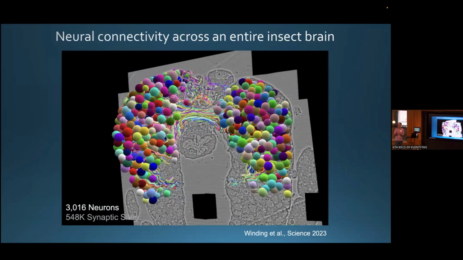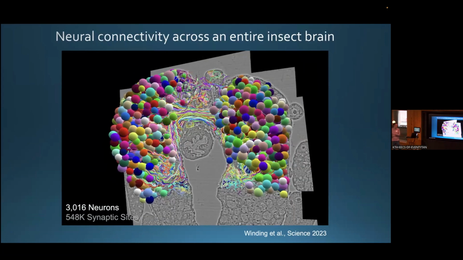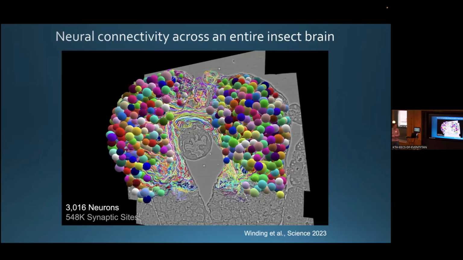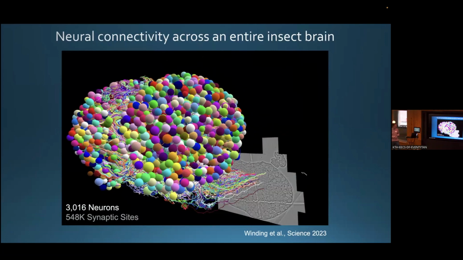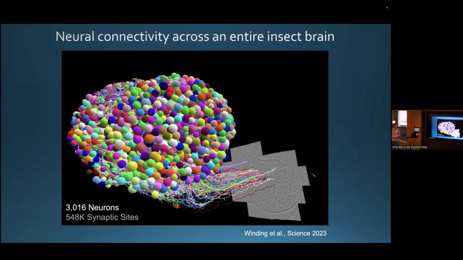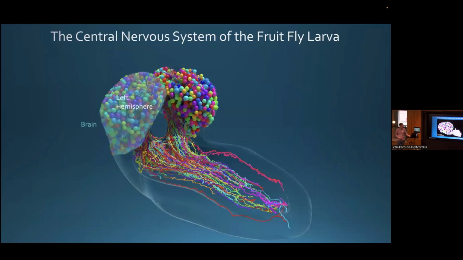So this is scrolling through those slices, and these are the manually reconstructed neurons coming out. In this connectome, there are about 3,000 neurons and 500,000 synaptic sites. And this is the morphology of that.